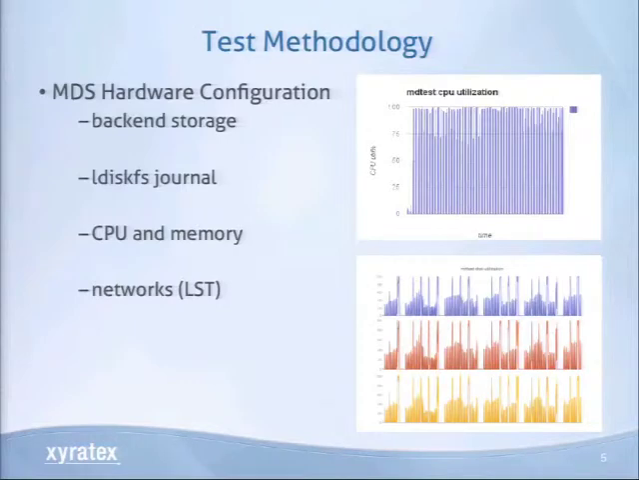The next thing about methodology is hardware configurations. The first one is the backend storage. For metadata performance, latency is more important than throughput. So you want a backend storage that can provide high I/O operations per second. In order to do that, you just add more disks; more spindles give you more parallel operations. People are using either software RAID or hardware RAID, or you can use SSDs to achieve that. And the next factor is the journal of the backend LDiskFS file system.